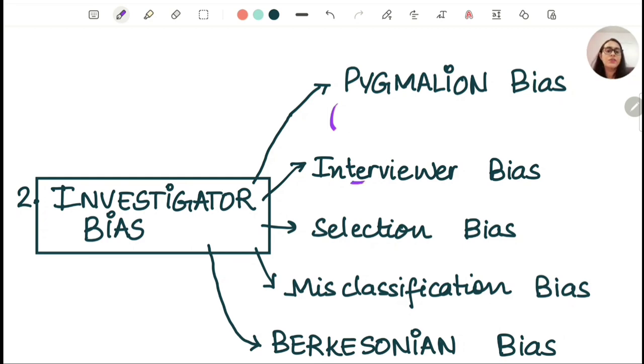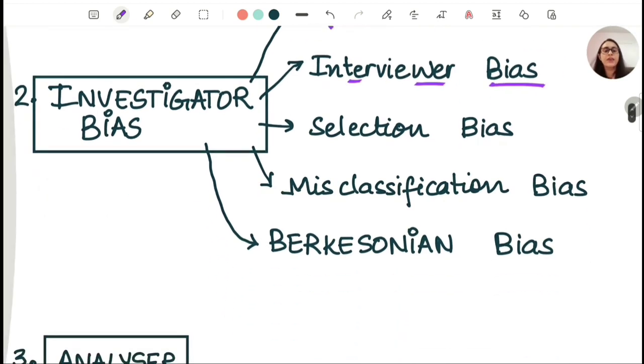Interviewer bias is bias which occurs due to the interviewer. That means the interviewer is asking simple questions or easy questions or favorite questions from selected students. Selection bias is while selecting the cases and control, you are going to make a bias. Misclassification is when you are making a bias during the classification. Berksonian bias is different rates of admission to different hospitals for different diseases. So different admission rate to the hospital for different diseases.